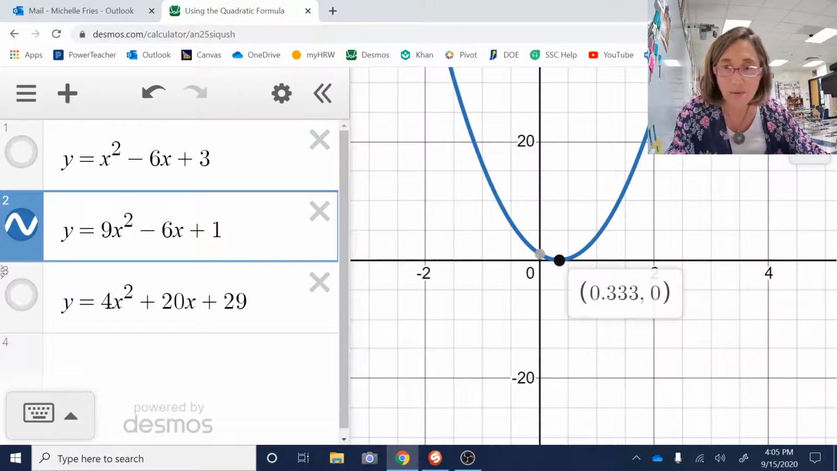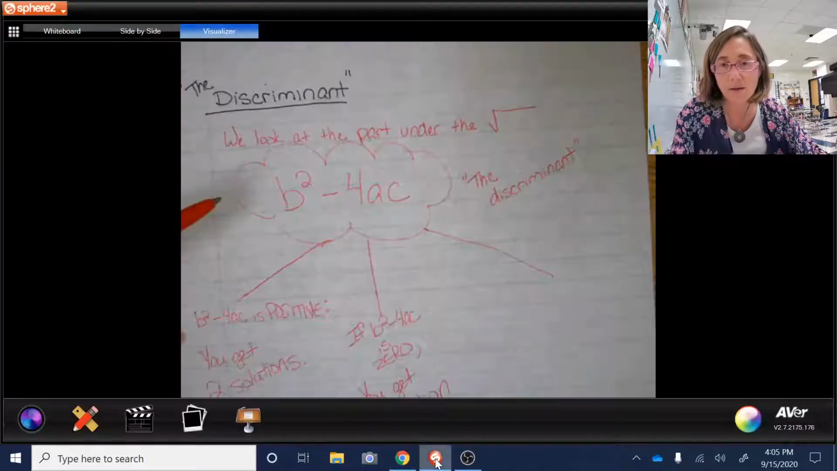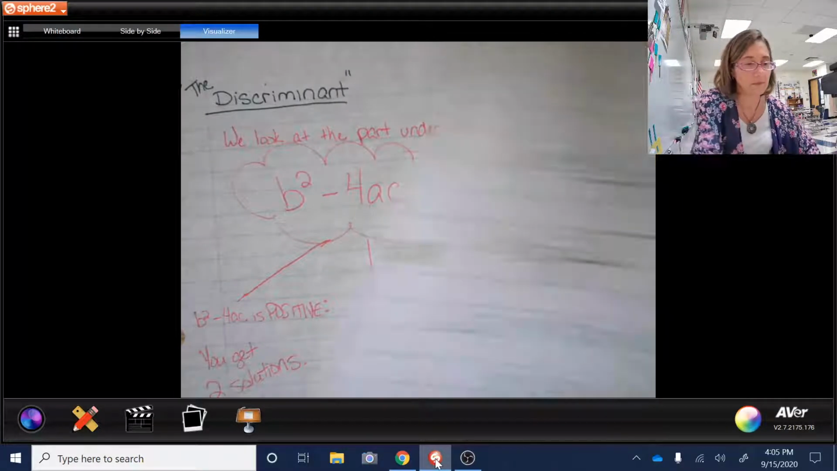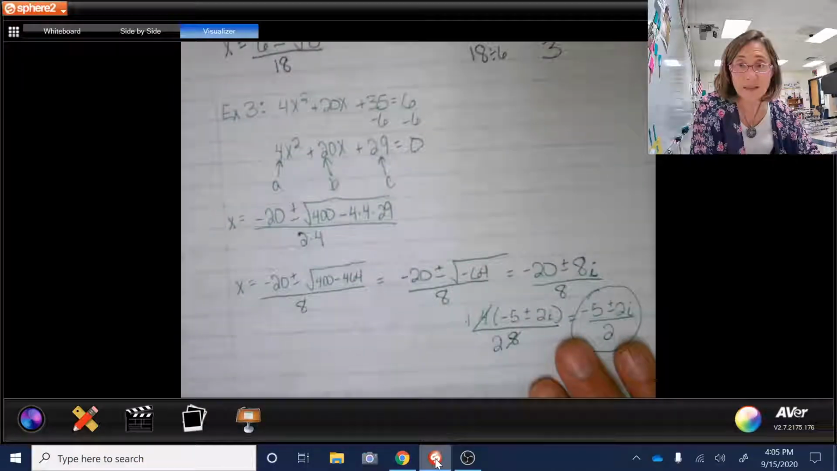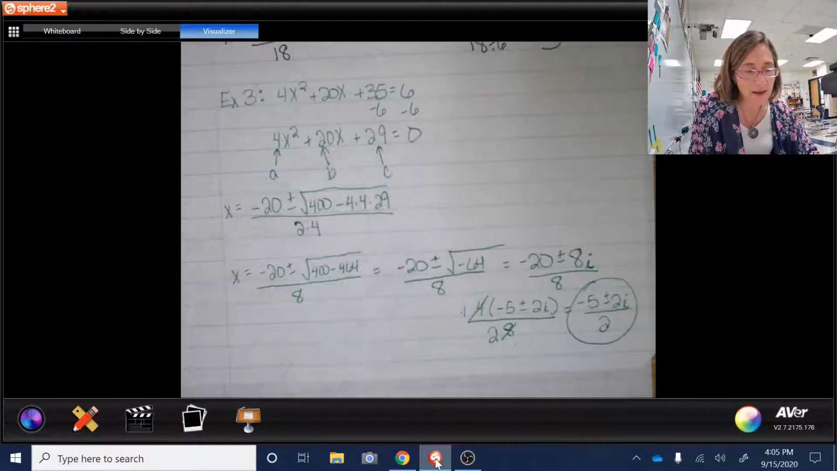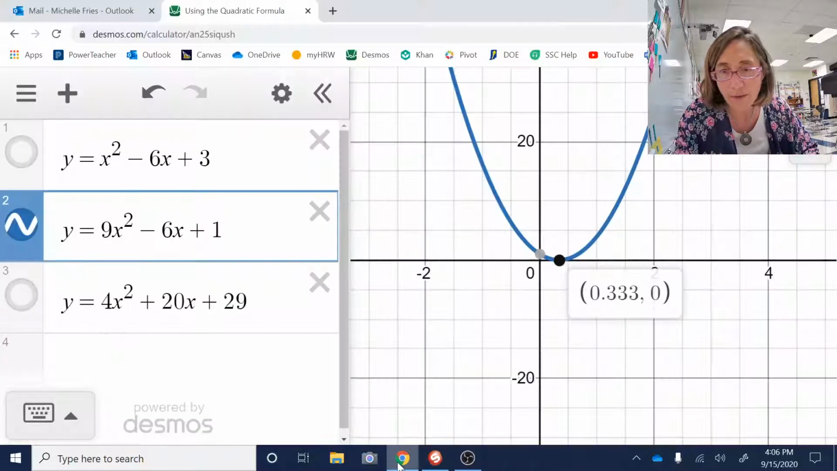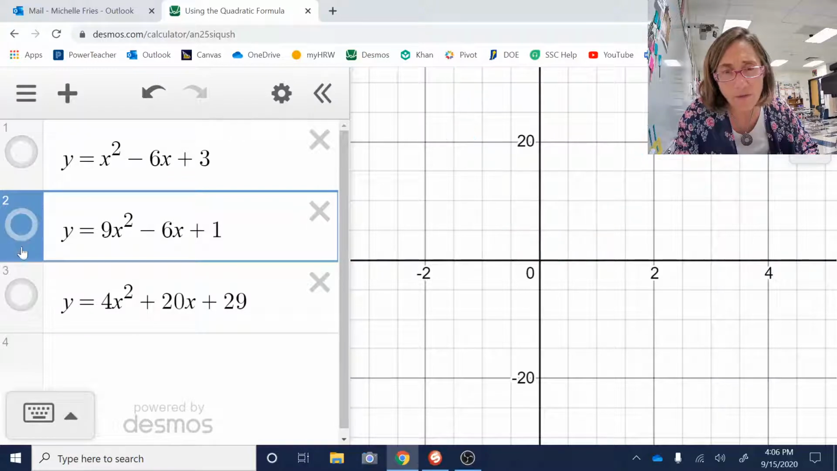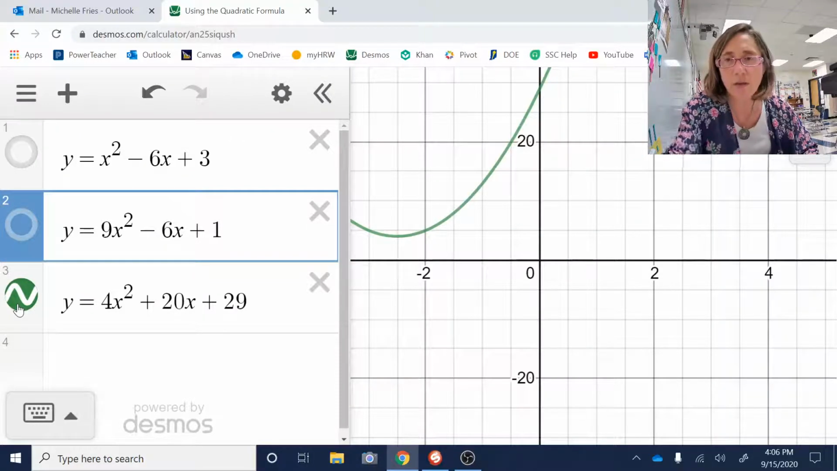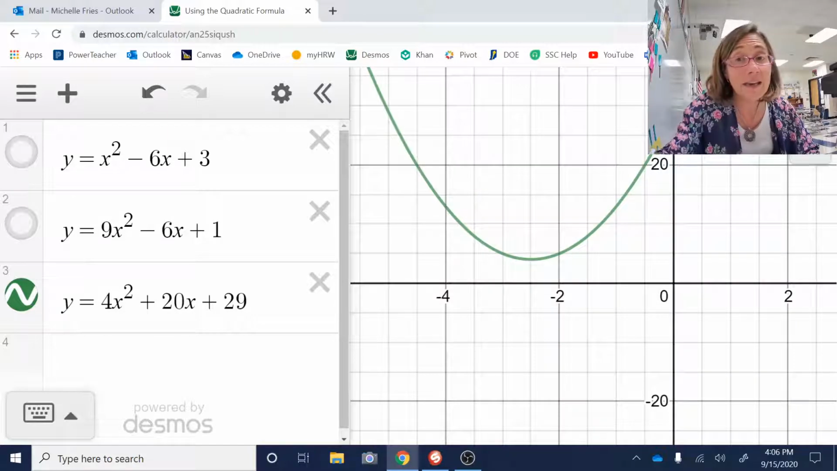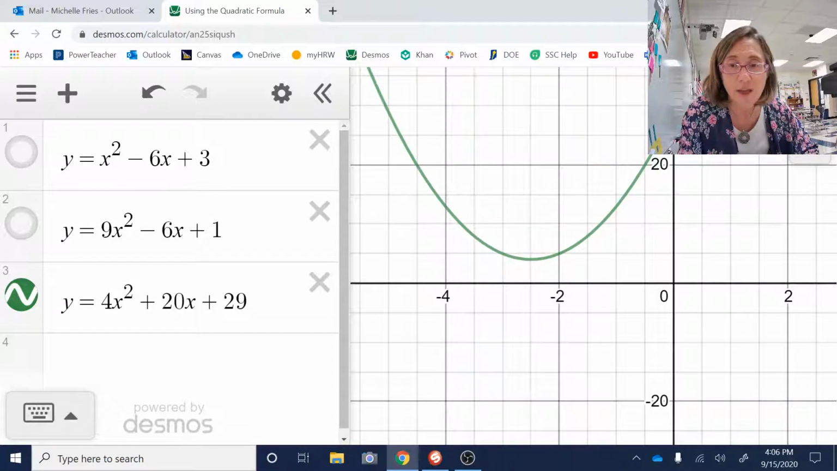Our third example, here was example 3 from yesterday. And we ended up getting imaginary solutions here. We didn't have any real solutions. So let me remind you of the graph of that one real quick. Here was our third graph, and it never hits the x-axis. It doesn't have any x-intercepts, so there are no solutions, no real solutions for this.